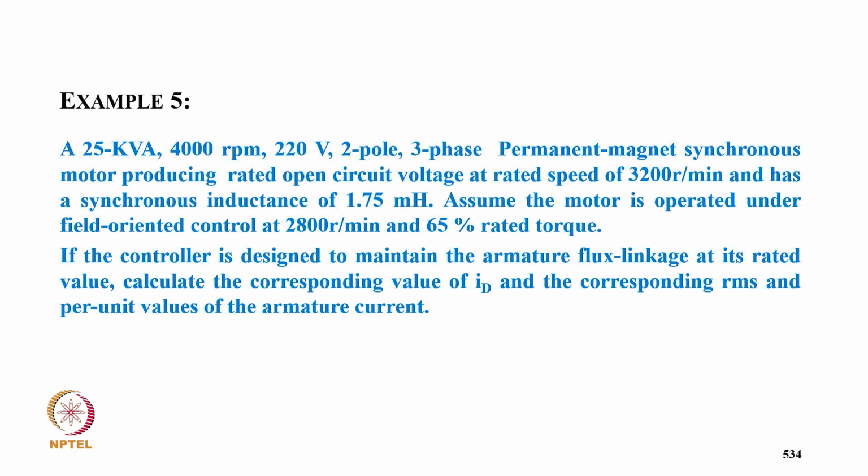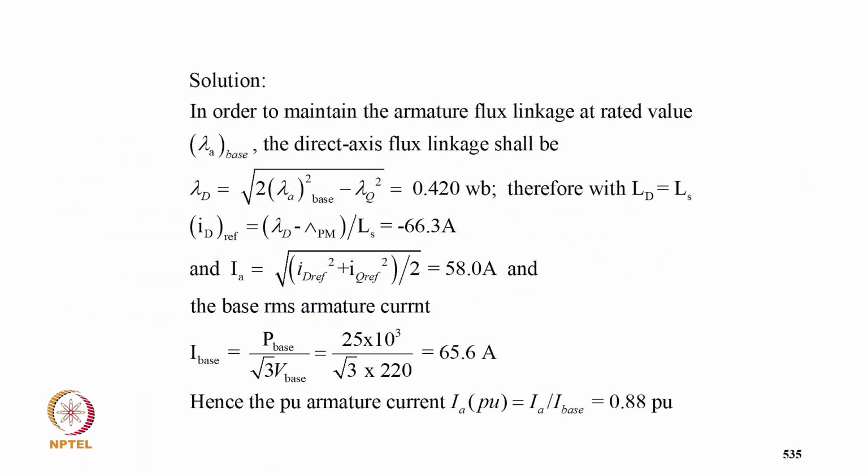So example 5: a 25 kVA, 4000 rpm, 220 volt, 2-pole, 3-phase permanent magnet synchronous motor producing a rated open circuit voltage at a rated speed of 3000 rpm and having a synchronous inductance of 1.75 millihenry. Assuming the motor is operated under field control at 2800 rpm and 65% rated torque, if the controller is designed to maintain the armature flux linkage at its rated value, calculate the corresponding value of ID and the corresponding RMS and per unit value of armature current.